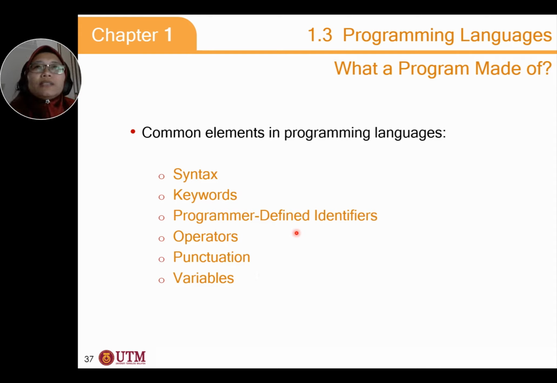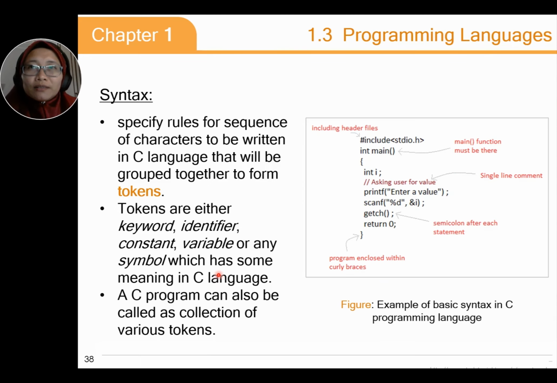Now, still on the third part, programming languages: what a program is made up of. Here are the common elements in a programming language: syntax, keywords, programmer-defined identifiers, operators, punctuation, and variables. What does all of this mean? As usual, it will be on the next slide. Here we have the syntax. What is syntax? Syntax specifies the rules for the sequence of characters written in the C language that will be grouped together to form tokens.